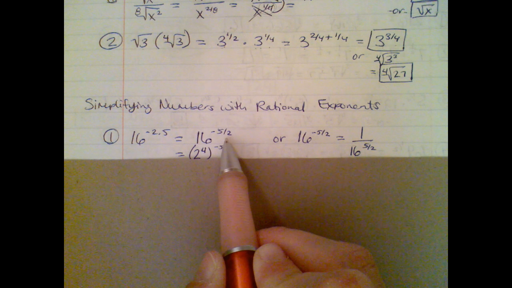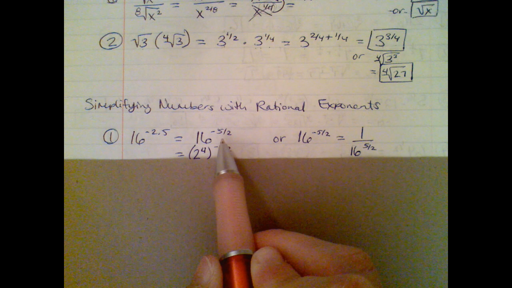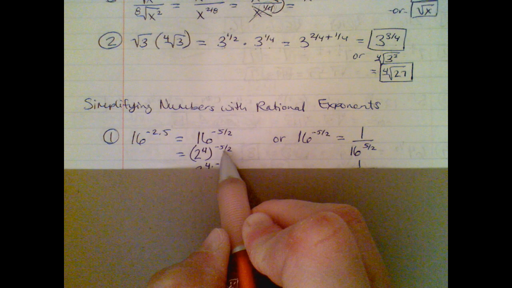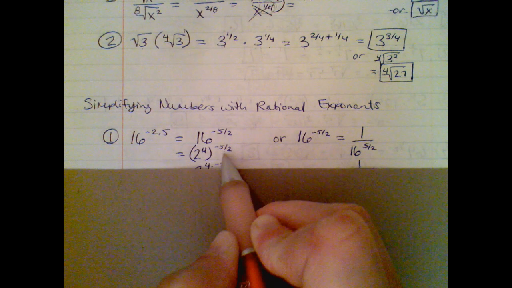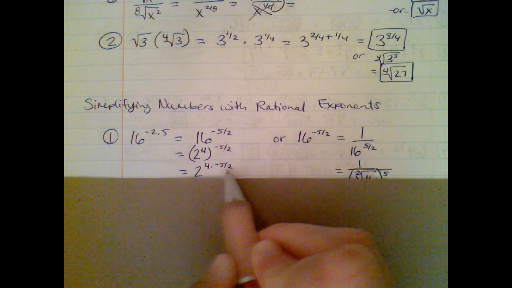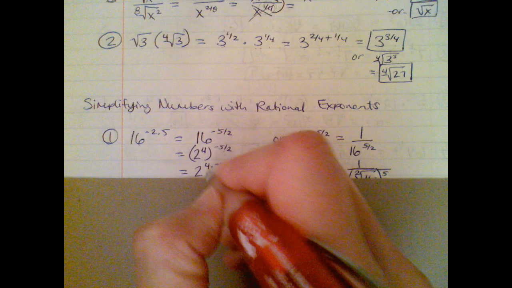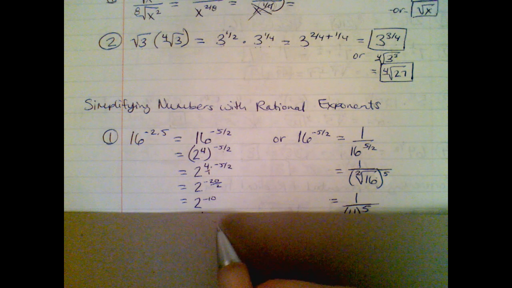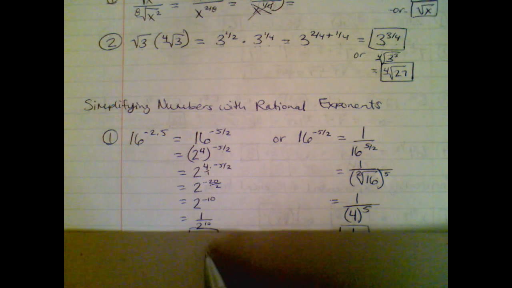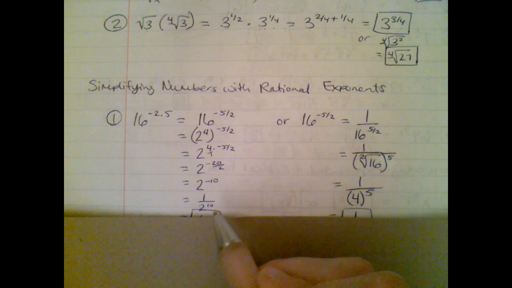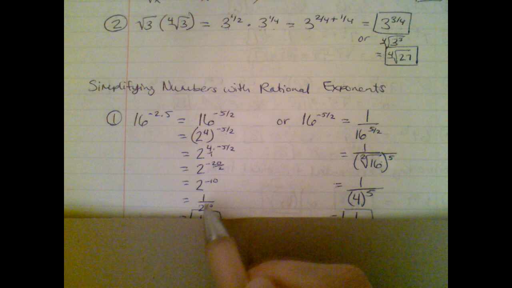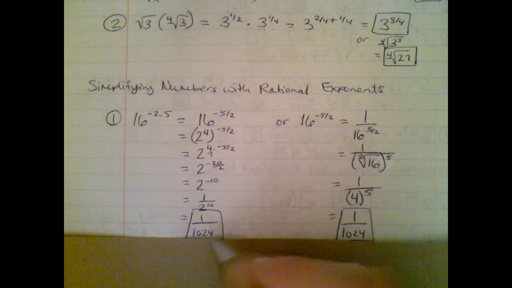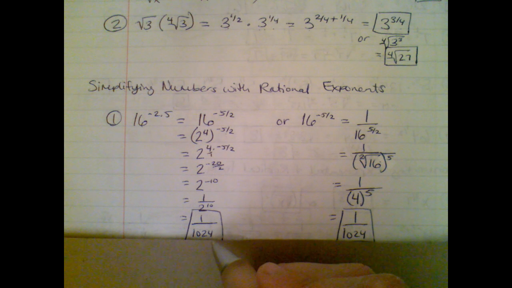We're going to change 16. Think of our factor trees. It would be 2 to the 4th power. And then from here, we have a power to a power, so we're going to multiply those. 4 times negative 5/2, think top times top, bottom times bottom. We get negative 20 divided by 2, which is negative 10. So 2 to the negative 10th power. We can't leave with a negative exponent, so we're going to have to move that across the division bar. So 1 divided by 2 to the 10th power, which is 1 divided by 1024.